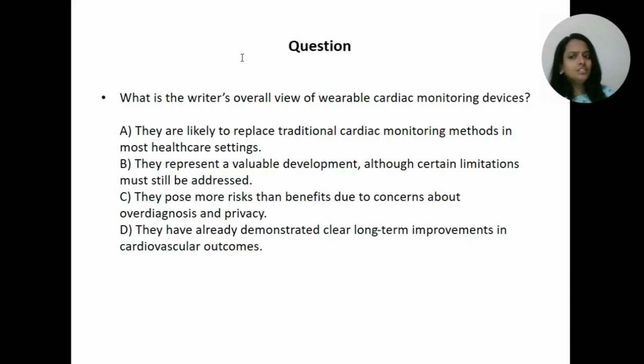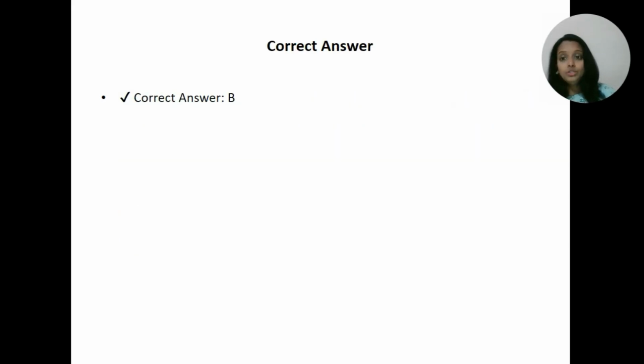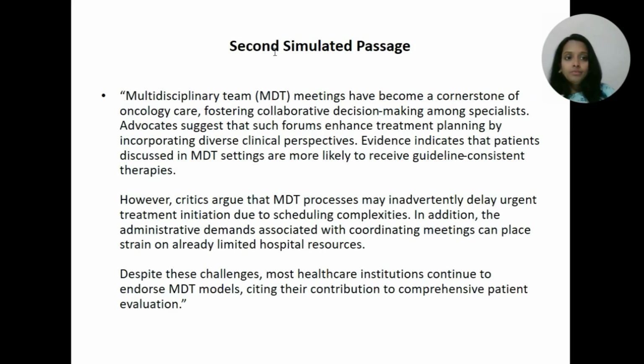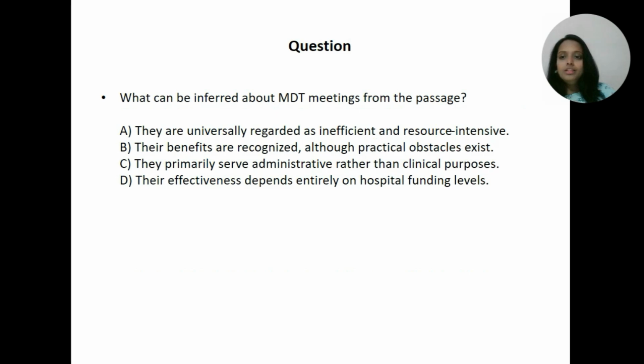Now, let's raise the difficulty. Here is a second, more nuanced passage. Let me show that for you. If you want, you can just go through this, read it by yourself, understand, and then we will move on to the question. Okay? Now, here is the question. What can be inferred about MDT meetings from the passage?